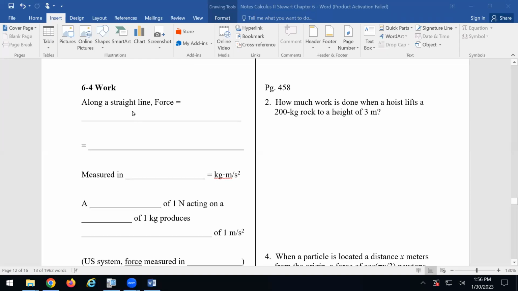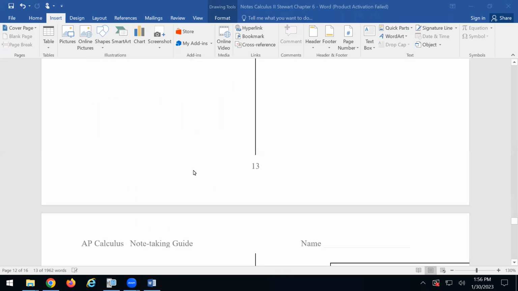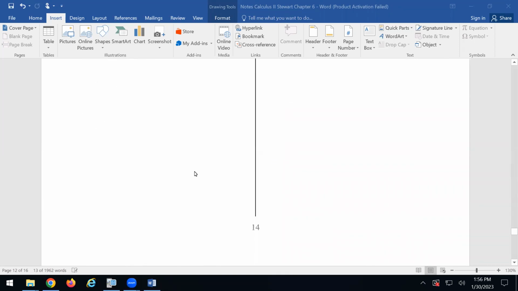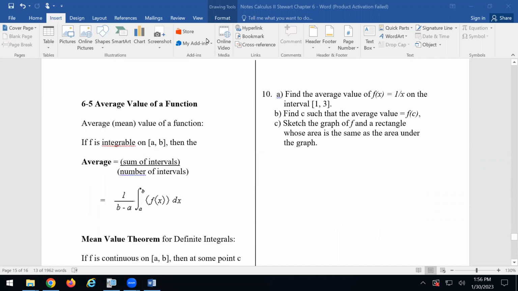So before we complete 6.4, which is a section on work, I think I'm going to go ahead and complete 6.5 first, when we're looking at the average value of a function. Now, when we talk about the average value of a function, average stands for mean. We're looking at the mean value of the function.